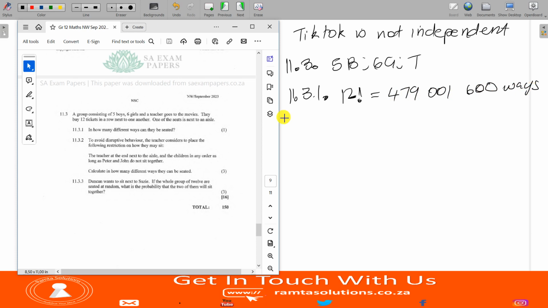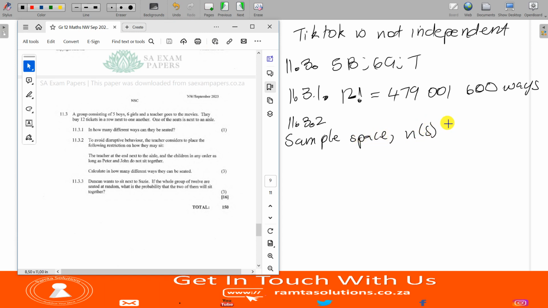Now, this next question has so many paragraphs. Let's see. To avoid disruptive behavior, the teacher considers placing the following restrictions on how they may sit. The teacher sits at the end of the aisle. Remember, one of the seats is next to an aisle. So there are 12 seats. This is our sample space.